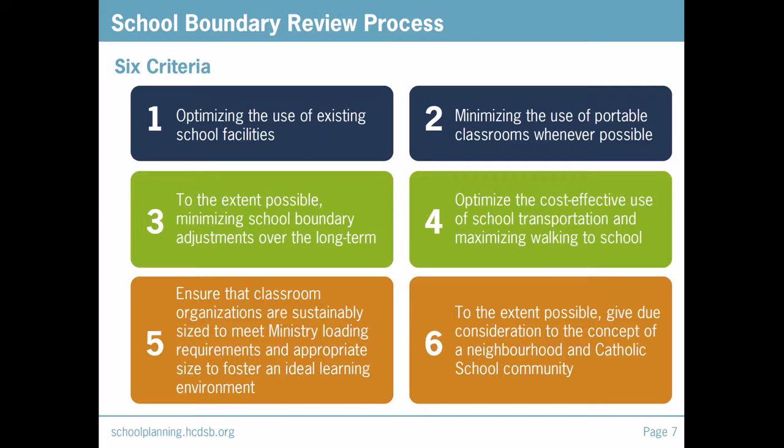The 6 criteria are: number 1, optimizing the use of existing school facilities. Number 2, minimizing the use of portable classrooms whenever possible. Number 3, minimizing school boundary adjustments over the long term. Number 4, optimize the cost-effective use of school transportation and maximizing walking to school. Number 5, ensure that classroom organizations are sustainably sized to meet ministry loading requirements and appropriate size to foster an ideal learning environment. And number 6, give due consideration to the concept of a neighborhood and Catholic school community.